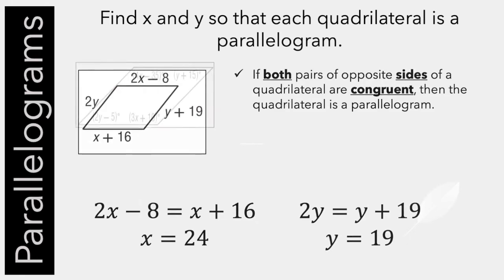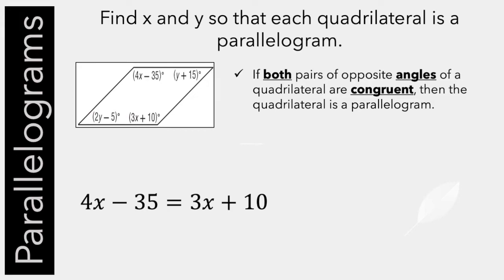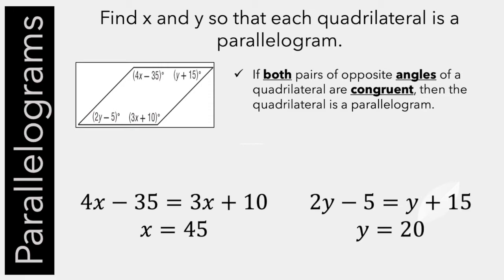Let's do another one. If both pairs of opposite angles of a quadrilateral are congruent, then the quadrilateral is a parallelogram. So we need opposite angles congruent. So 4x minus 35 equals 3x plus 10. Solve for x. So when x equals 45, those opposite angles are congruent, then this is a parallelogram, as long as the other opposite angles are also congruent. So we need y to equal 20 for those opposite angles to be congruent.